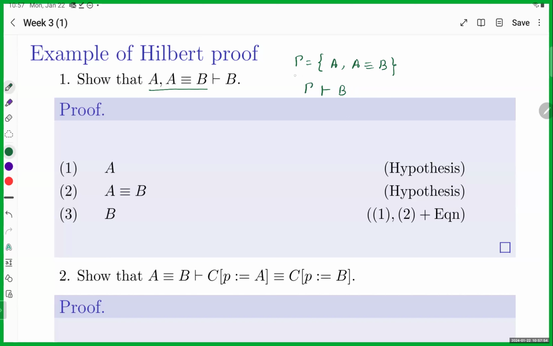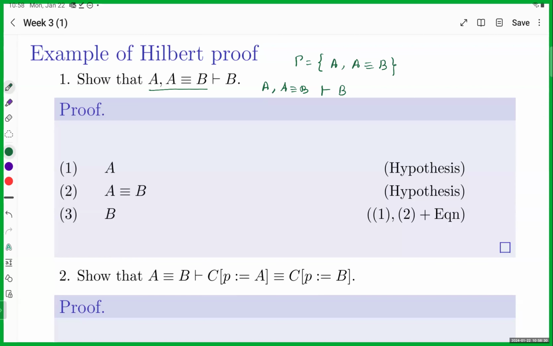Note that instead of writing this, which is gamma, usually when you have finitely many hypotheses, note that nobody said that gamma should be a finite set. You could have infinitely many hypotheses. But when it's a finite set, usually we do not write the brackets. We understand here that A and A equivalent to B are the 2 hypotheses that we have.